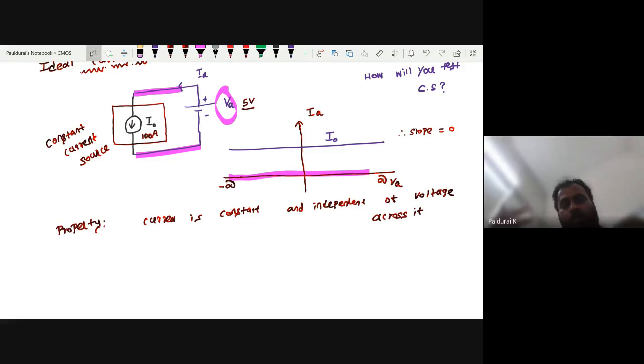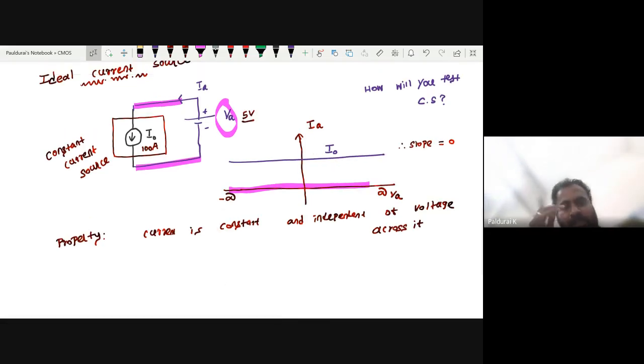Similarly, can you build the same concept for a voltage source? How will you test a voltage source? I will leave this question up to you. Please find the testing method to find the voltage source that you can build. But now I am in need of this current source. So any difficulty? So far so good?